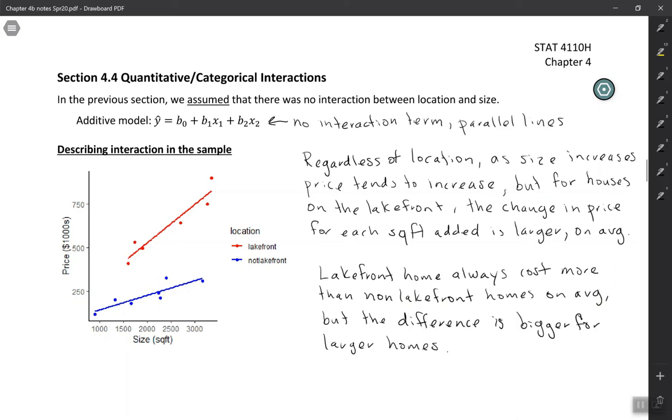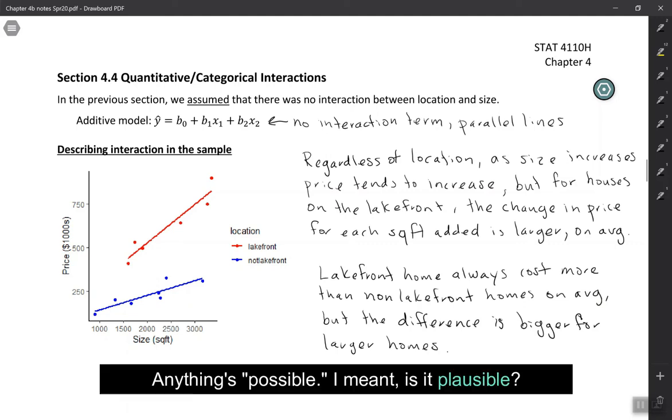When you get to the Socratic questions, there'll be another opportunity to describe an interaction, and I'll make sure to give feedback on those because sometimes it takes a little bit of practice. Okay, so this is describing the interaction in the sample, but maybe this happened by chance, right? These aren't too far off from parallel. So we want to see, is it possible that they really are parallel lines in the population?